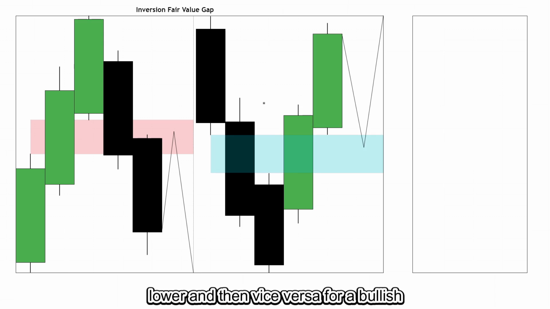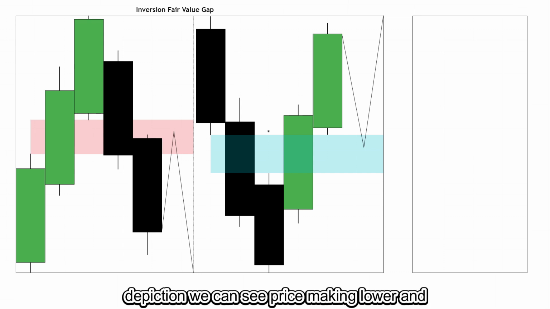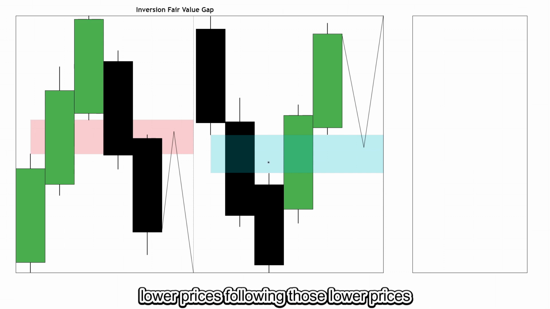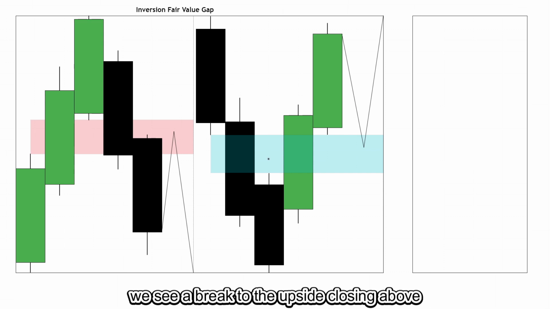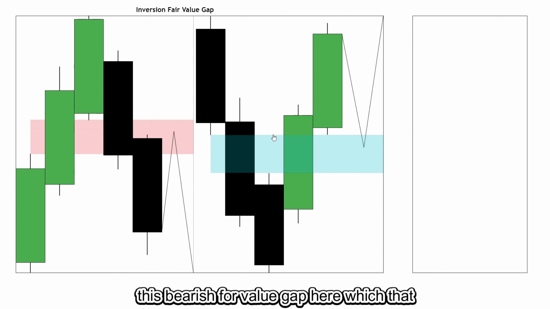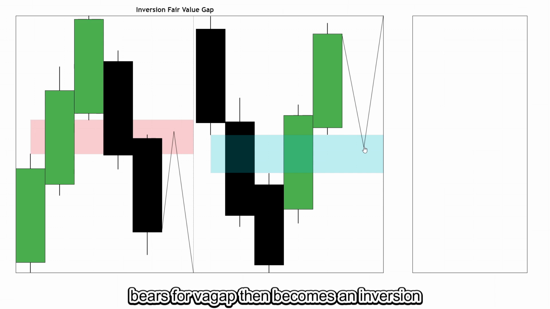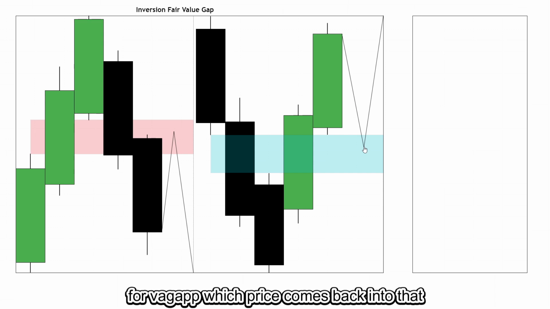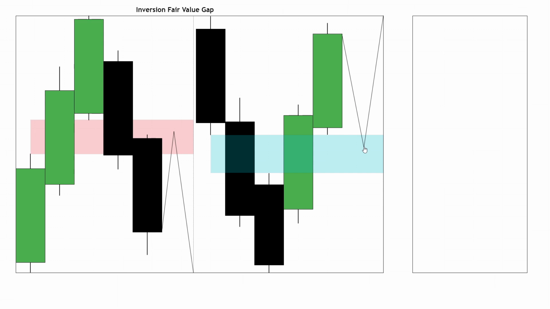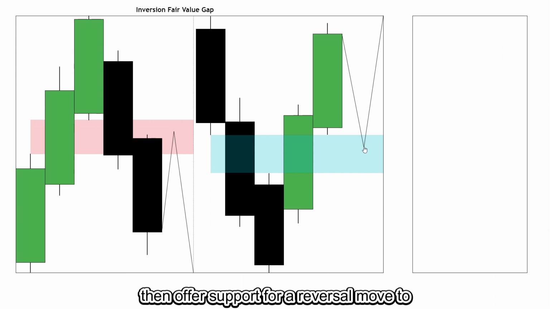And then vice versa for a bullish inversion fair value gap, where in this depiction we can see price making lower and lower prices. Following those lower prices, we see a break to the upside, closing above this bearish fair value gap here, which then becomes an inversion fair value gap, which price comes back into that same level to then offer support for a reversal move to the upside.